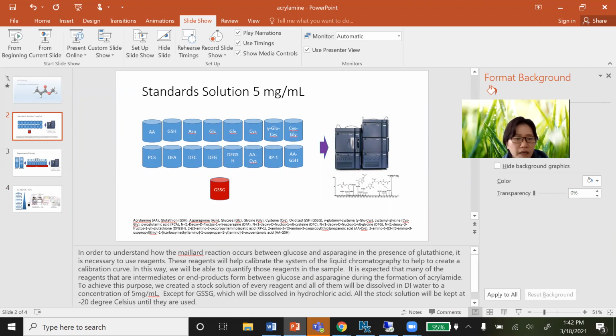It is expected that many of the reagents are intermediates or end products formed between glucose and asparagine during the formation of acrylamide. To achieve this purpose, we created a stock solution of every reagent, and all of them will be dissolved in DI water to a concentration of 5 milligrams per milliliter, except for the oxidized glutathione, which will be dissolved in hydrochloric acid. All the stock solutions will be kept at -20°C until they are used.